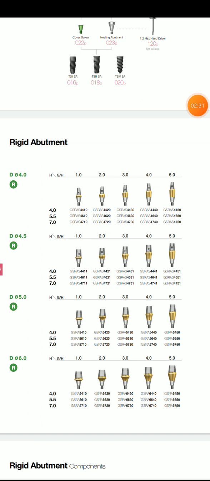Suppose your gingival height is 2 millimeter. In that case, your rigid abutment height should be at least 1 to 2 millimeter more than your present gingival height. That is, it should be either 4 millimeter or 5 millimeter.